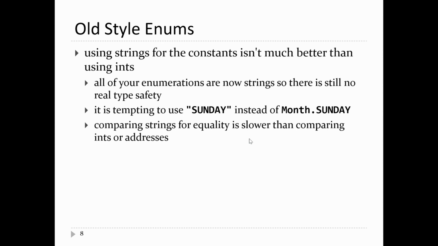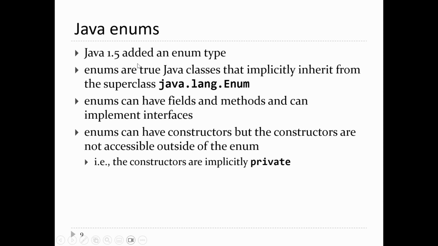So that's not really desirable. Okay, so it is version 5 of the language that added a dedicated enumeration type. In the package java.lang, there's a class called Enum. When you make an enumeration, you are implicitly inheriting from this class. So whether or not you say it, you end up inheriting from Enum. Enum inherits from Object.